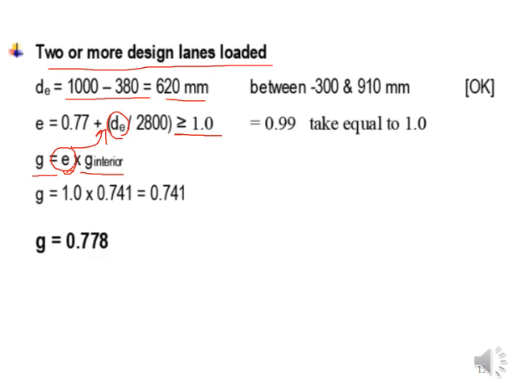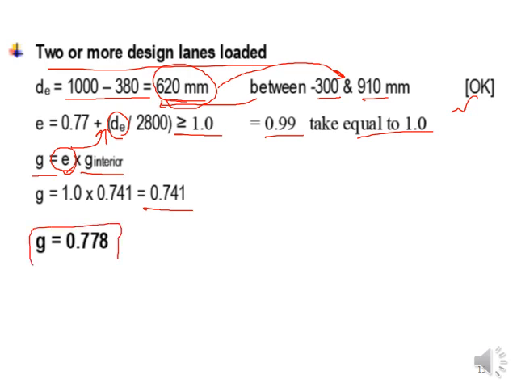We have already calculated 620 millimeter, or directly you can use this as 620 millimeter. This 620 millimeter should be within the particular range, minus 300 to 910, so it is okay. Then you use it in this equation after satisfying this condition. It gives you 0.99, and you have to take it equal to 1. In this way you are getting your e value, that is 1, and the same 0.741. Out of one design lane loaded and two design lanes loaded, the greater one is 0.778 from one design lane load, that you have to use as your final value for the moment.